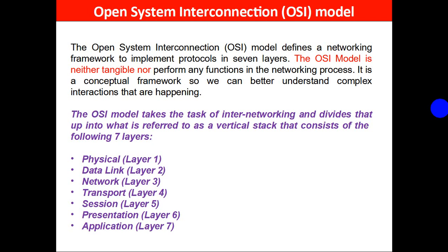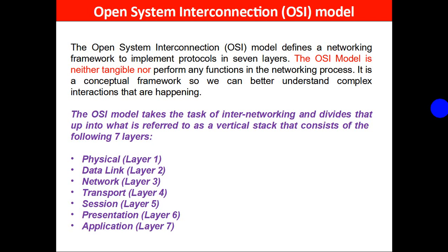And what will be the following 7 layers? In layer 1 there is the physical layer, in layer 2 the data link layer, in layer 3 the network layer, in layer 4 the transport layer, in layer 5 the session layer, in layer 6 the presentation layer, and in layer 7 the application layer.